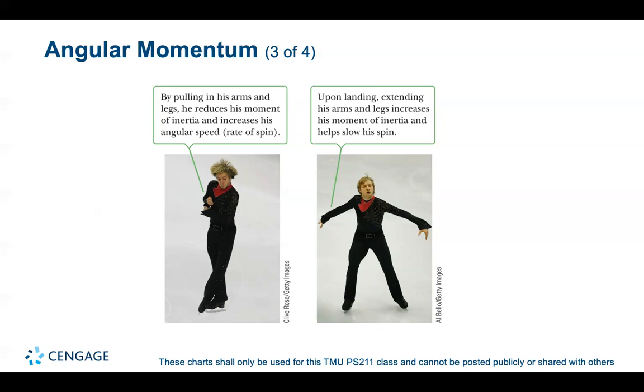There are many examples of conservation of angular momentum. Consider the figure skater shown. In the first photo, the skater has pulled his arms and legs close to his body, reducing their distance from his axis of rotation, and so reducing his moment of inertia. By conservation of angular momentum, a reduction in his moment of inertia must increase his angular speed. Coming out of the spin in the photo on the right, he needs to reduce his angular speed. So he extends his arms and his legs, again increasing his moment of inertia and slowing his rotation.